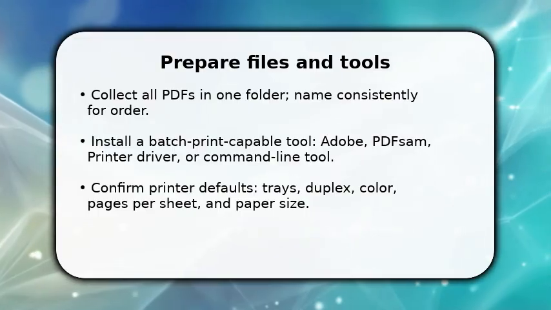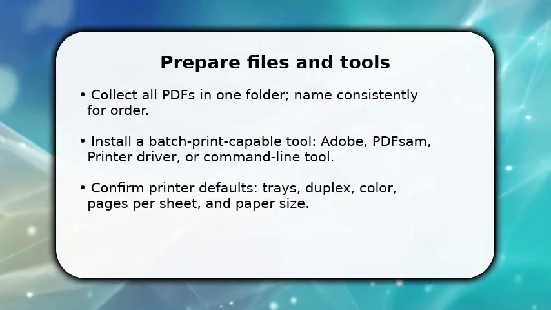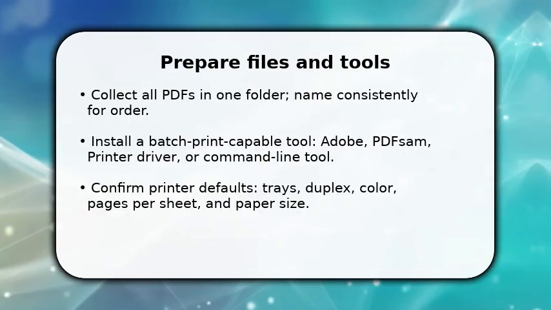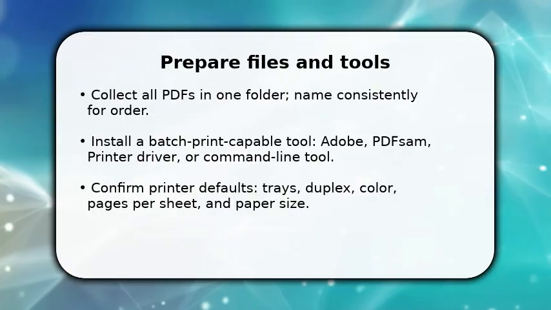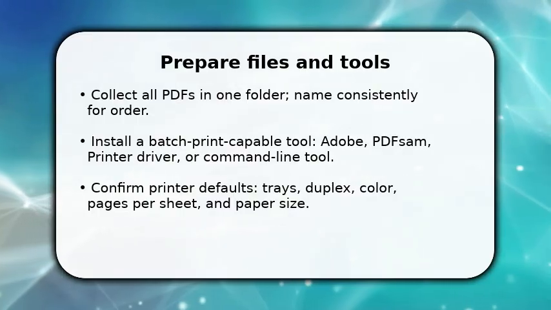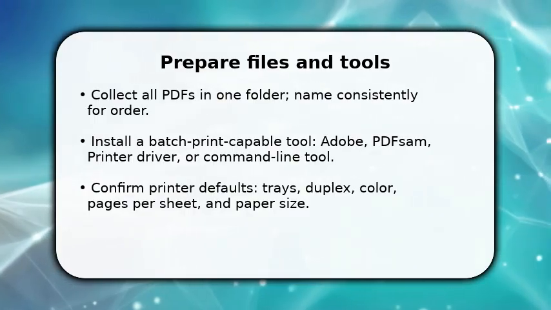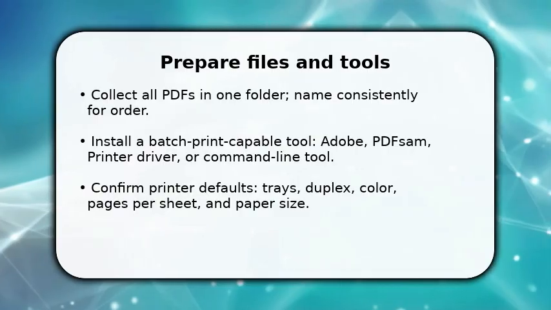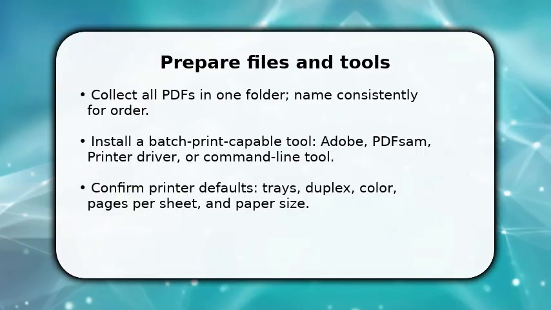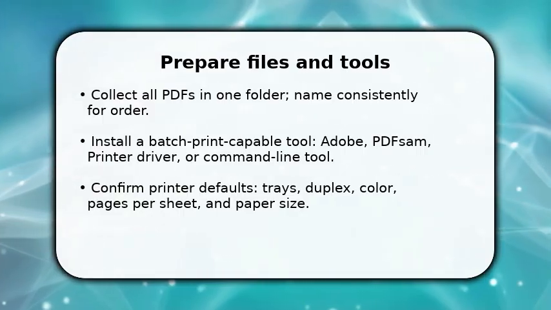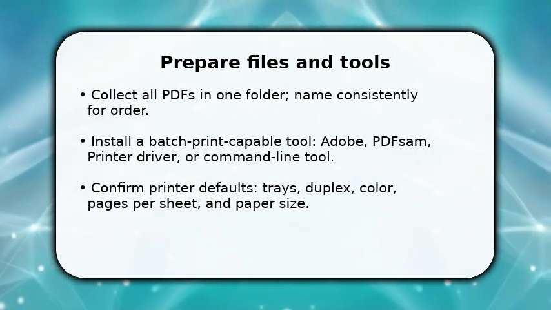You start by gathering every PDF into a single folder so you control order immediately. Once done, install or confirm a batch print-capable tool: Adobe Acrobat, PDF-SAM, or a command line utility like LP or Sumatra PDF for Windows. Make sure the printer's default settings match your job: duplex on or off, color or grayscale, source tray, and paper size. You want predictable output, so set these before queuing files. This reduces wasted paper and time when the printer runs.